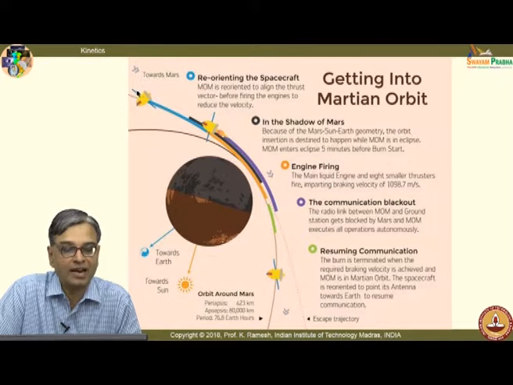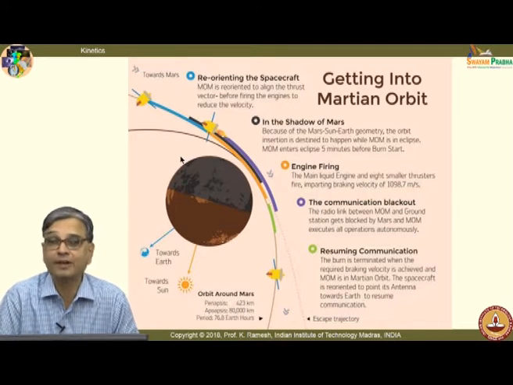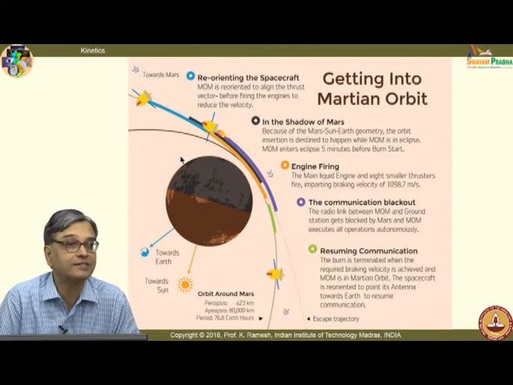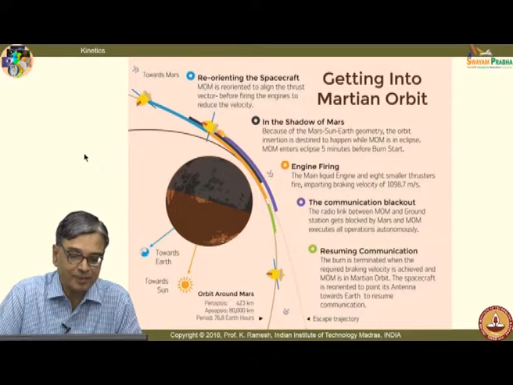So, they have to align the satellite and then fire it when communication is not possible from Earth. That is what is shown as the black strip. And once you reduce the velocity, it gets locked into the Martian orbit. So, it all involves quite a bit of mechanics calculations, fine. And so, this is the spice to the problem.